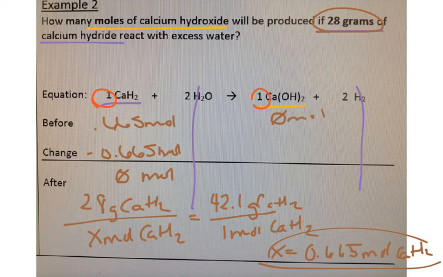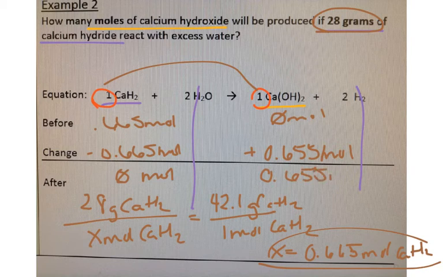And because they have the same coefficients, I don't need to do any calculations. I know that they are going to gain 0.665 moles of the calcium hydroxide, which means 0 plus 0.665 is going to be 0.665 moles of calcium hydroxide. So now I know in the end that I produced 0.665 moles of calcium hydroxide if I reacted 28 grams. Now going off of sig figs, I have 2 sig figs with 28 grams, so this will translate to 0.66 moles.